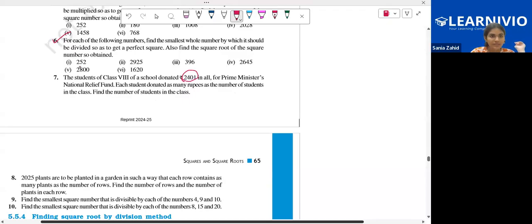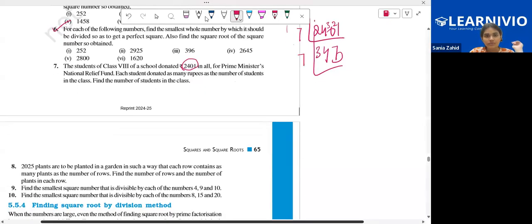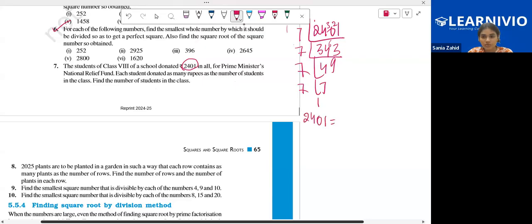Prime factorization. So it's prime factorization of 2401. It's not divisible by 2, not by 3. Let's check by 7. 7 into 3 times is 21. Okay, 3 carried. 7 into 4 times is 28. Then 7 into 3 times is 21 again. Okay. Now, again by 7. Again. So we have 2401 is equal to 7 into 7 into 7 into 7. Now we can make pairs. So this becomes 7 into 7. Your answer is 49. So that means how many students are there? 49 students are there. Okay.